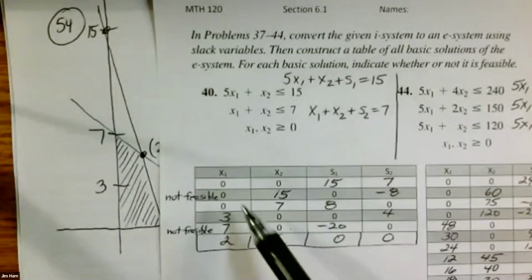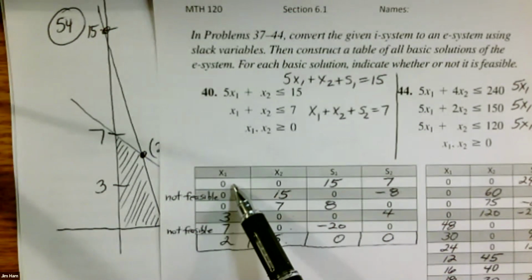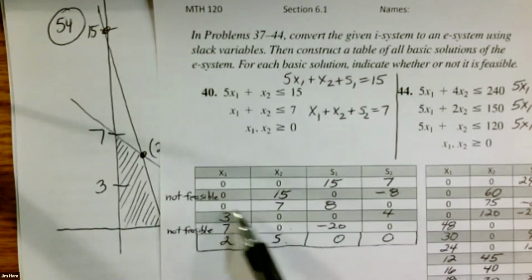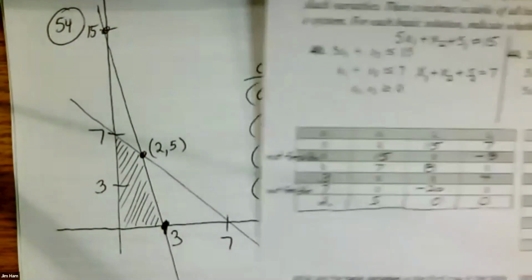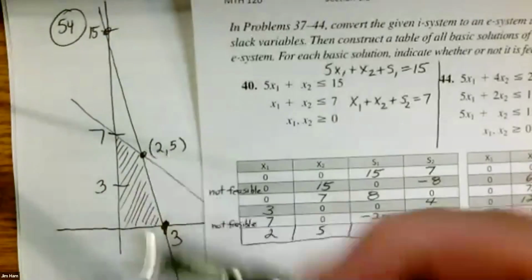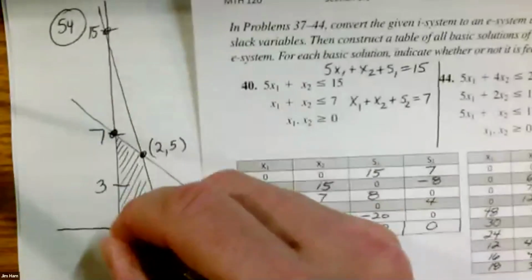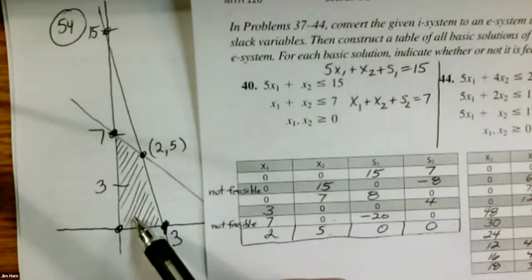So let me show you the solutions that are feasible: 0, 0, 0, 7, 3, 0, and 2, 5. If you do the problem graphically, you'll see those 4 points are the corner points of the feasible region. This is what the feasible region looks like.